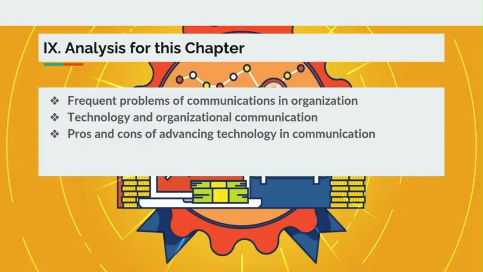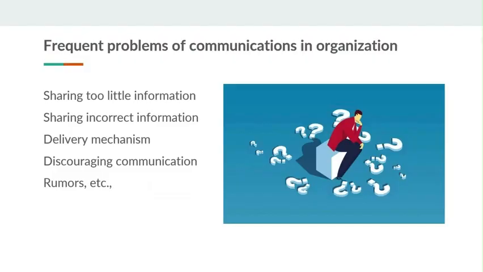So the first one is the frequent problems of communication in organizations. They are very obvious, like sharing too little information or sharing incorrect information. There can also be problems in the delivery mechanisms, like email, Gmail, or some online platform. The fourth one is discouraging communication, and lastly is rumors, etc.